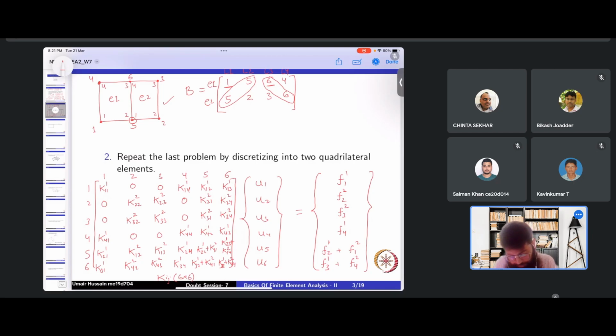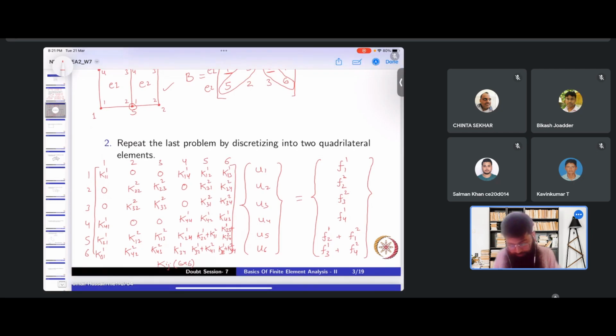So this area got really messy, so we have more terms here. Anyway, I hope this is clear, right?